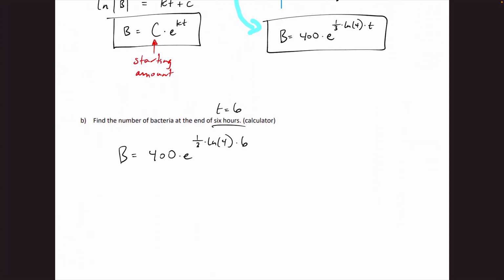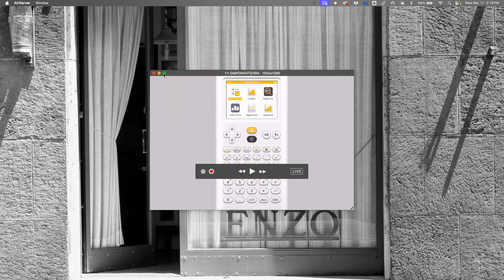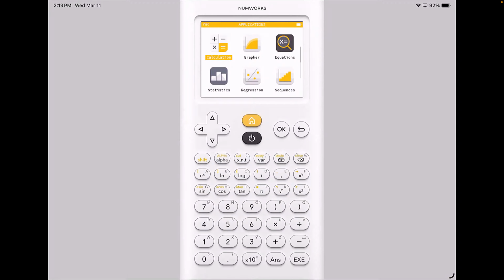If you've never used the NumWorks calculators, I'll show you how to do it right now. There we go. Okay, so we just want the calculation. We don't need the graph right now. We just need calculation, so hit enter. So we got 400 times E. E is right above sine, right below shift to the left, top left corner.